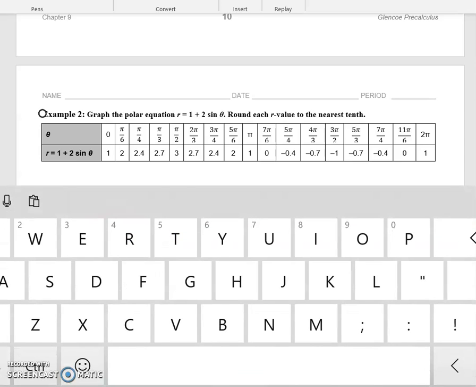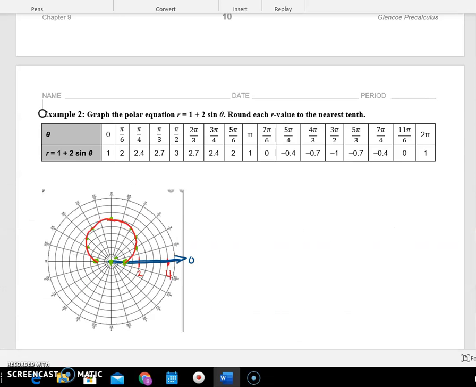4 pi over 3 is negative 0.7. 3 pi over 2 is negative 1. And then you can see that it's very symmetrical here. It's not kind of, it is. And then 11 pi over 6 is back at 0. And then we're back at 1.